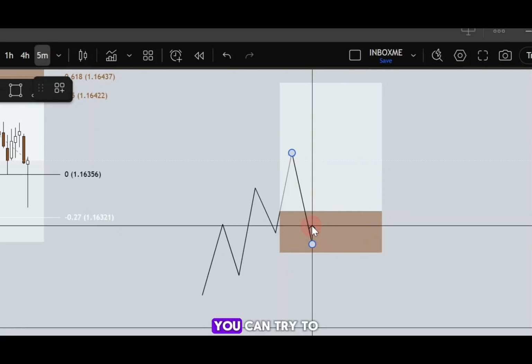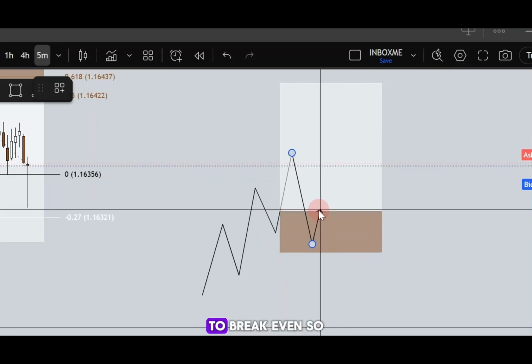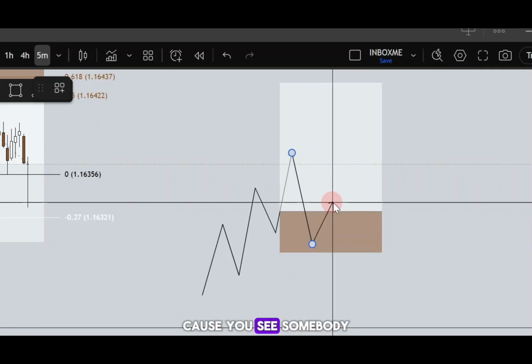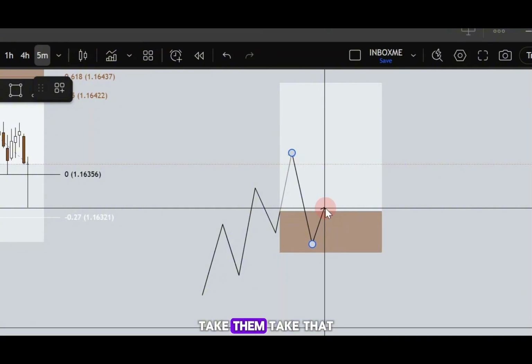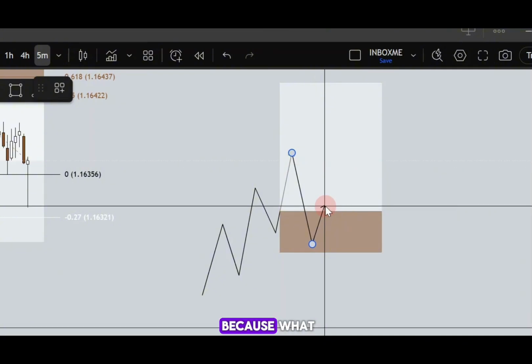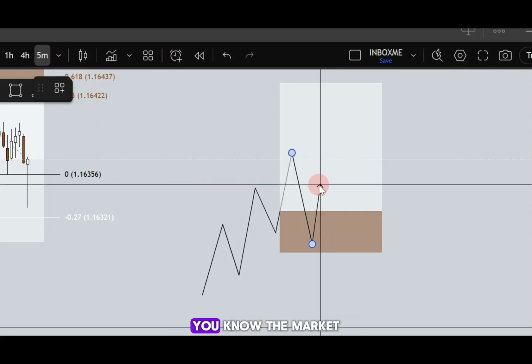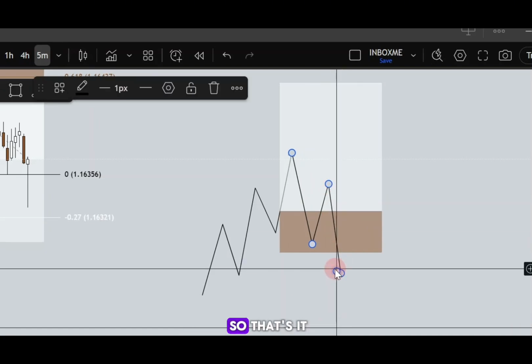So you either close your losses at this stage before it eats you out, or if you intend to wait, you can see if the market will still reverse a little bit to take you back to break even, so you can just leave that trade. Because you see somebody, when the market eventually reverses and they're supposed to take that type of trade out, they now leave it because they're not in profit, right? That means that type of person is not emotionally disciplined. They're happy because they're seeing the profit, and before you know, the market just tries to retrace, and then it dumps, right? And they're out. So that's it.